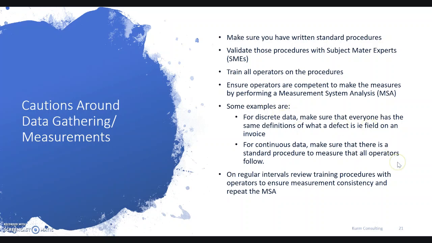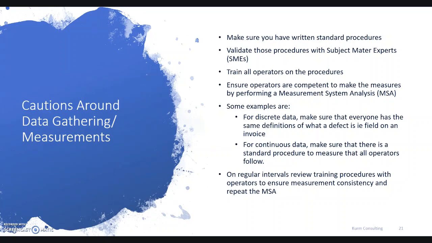So here's some examples of what you need to do. For discrete data, remember that's either good or bad or yes, no, make sure that everyone knows what is a defect. So if it's a cup of coffee and we're saying, you know what, it's a defect if it's a certain color, or if it's a certain, I don't know, well, taste would be a difficult one, but similar in that way. You have to train the operators and tell them what is good versus bad.